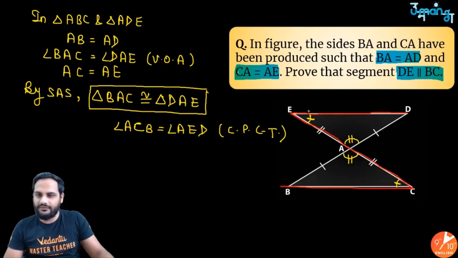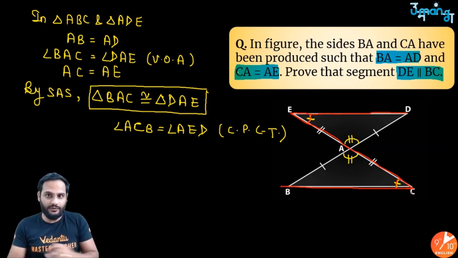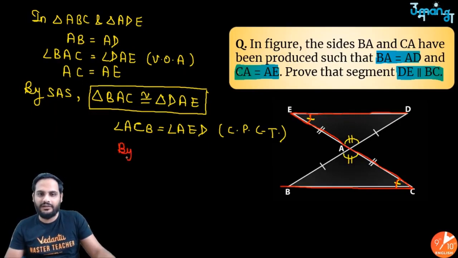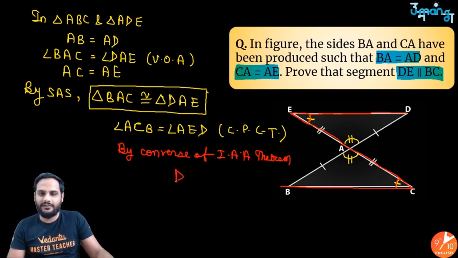So two lines intersected by a transversal such that the pair of interior alternate angles are equal. These are a pair of interior alternate angles, right? So if the pair of interior alternate angles are equal, I can say the lines will be parallel. So I am using the converse of the interior alternate angle theorem. By the converse of the interior alternate angle theorem, if interior alternate angles are equal, lines will be parallel. So I can say DE is parallel to BC.